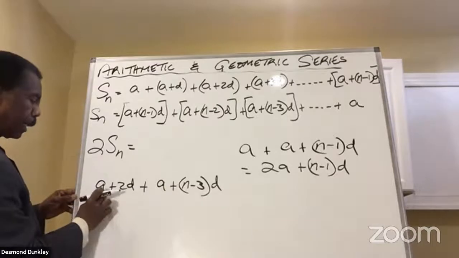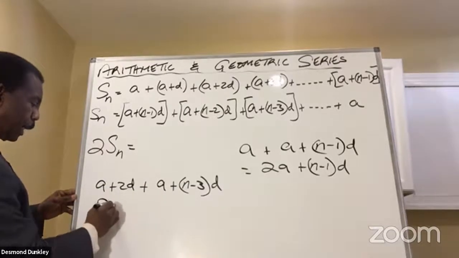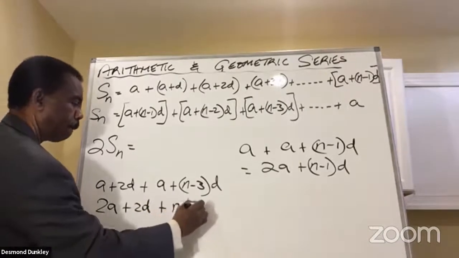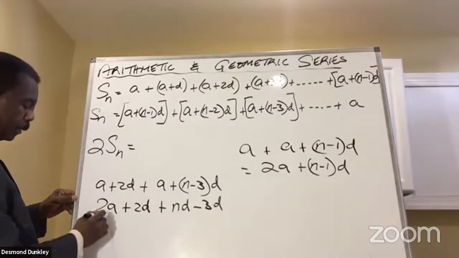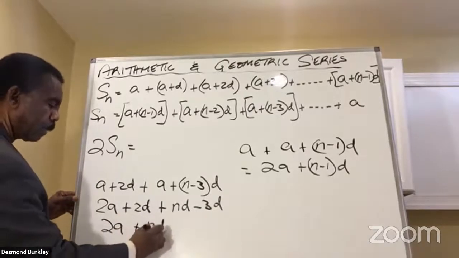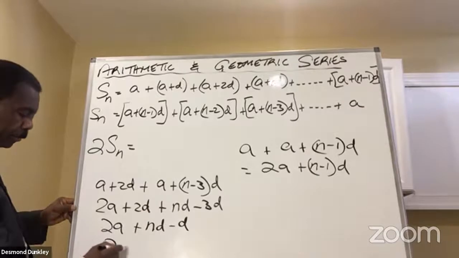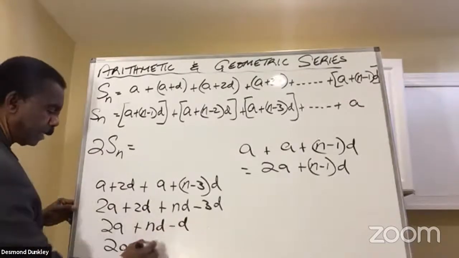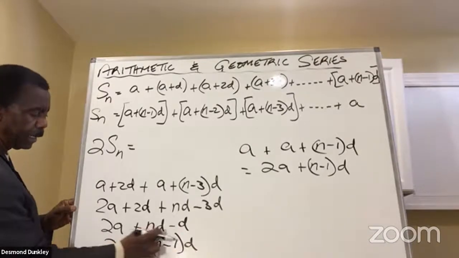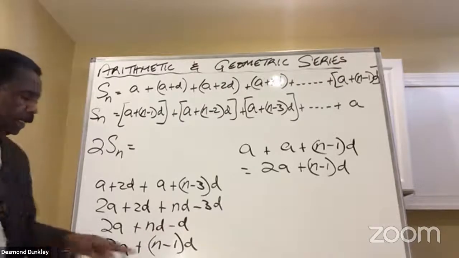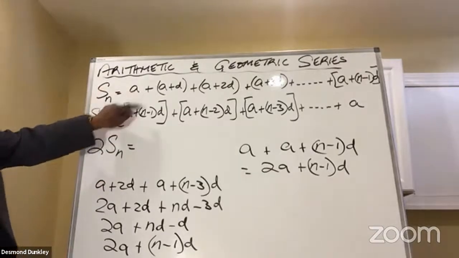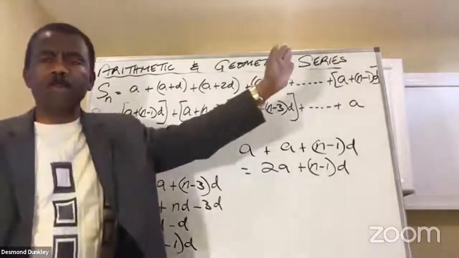We're going to distribute and we're going to combine like terms. So it's 2a plus 2d plus nd minus 3d. So 2a, 2d minus 3d, we end up with minus d. And then of course it's 2a plus, factor out a d, we end up with n minus 1 times d. Look at this, d times n and d times negative 1, negative d. This is the same as that. So we realize that this plus this is the same as this plus this is the same as this plus this all the way through to the end.